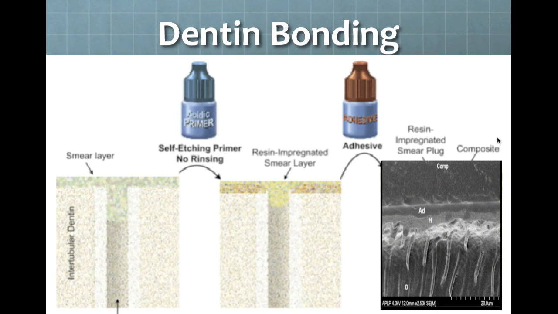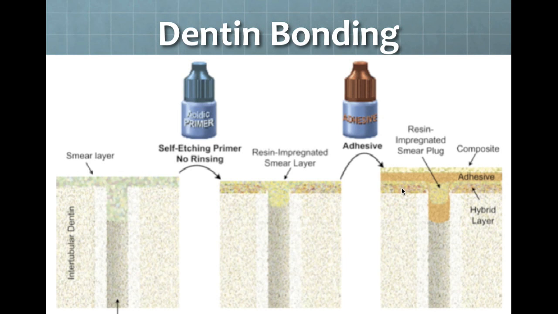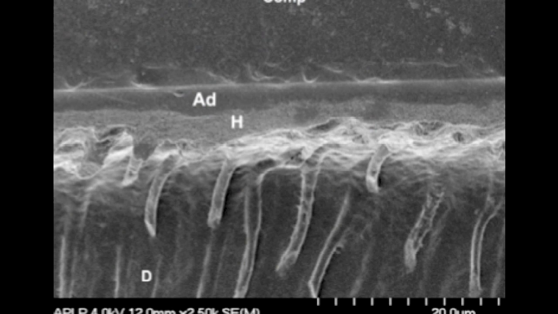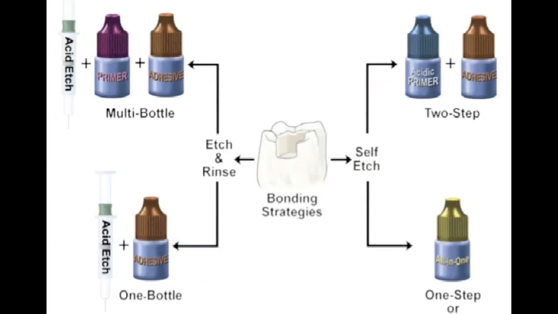So this is the same thing, okay? Same thing here. You see the hybrid layer, the adhesive, the composite, hybrid layer, adhesive, composite. And now in a sort of enlarged. Okay, so these are the two strategies. You see there's the etch and rinse strategy, the self-etch strategy.